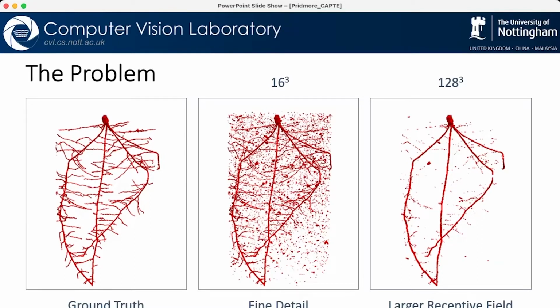If we try to capture that context by having a larger volume, 128 cubed, then we see the opposite effect. We don't have the noise, because when you take a broader view, it's obvious that all the little speckles are not roots. They're not connected to anything. But because we have a bigger view, we lose detail. We can't see the small things in it because we're not focused in on them.